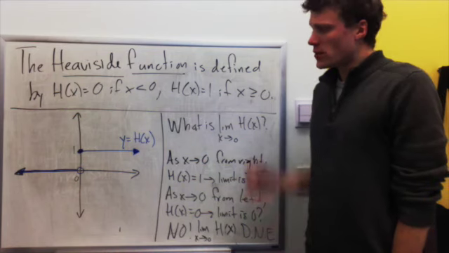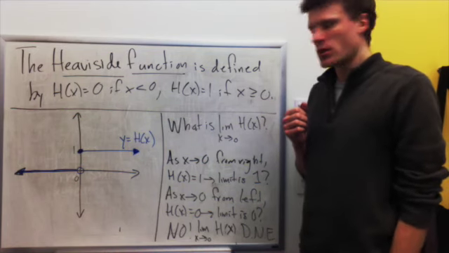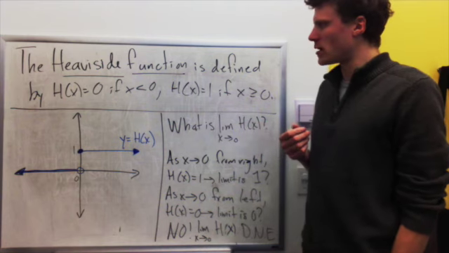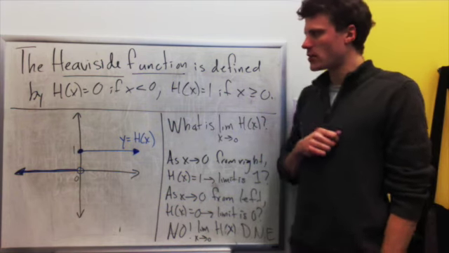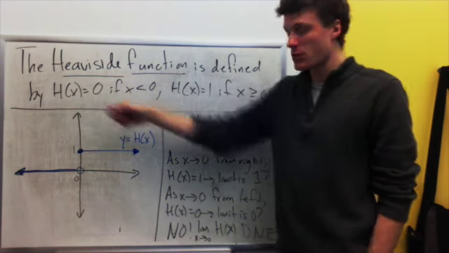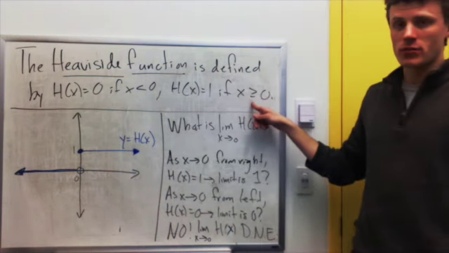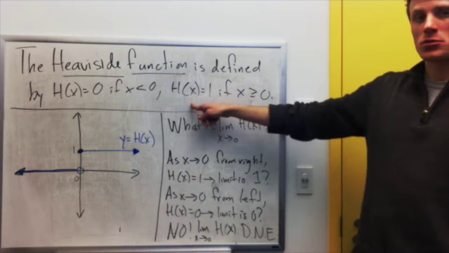Okay, so let's look at a weird function. It's a fairly simple function, but it's not given by any sort of single formula. It's called the Heaviside function, h of x, and for values of x that are negative, the Heaviside function is equal to 0, and for values of x that are greater than or equal to 0, positive or 0, the Heaviside function is equal to 1.